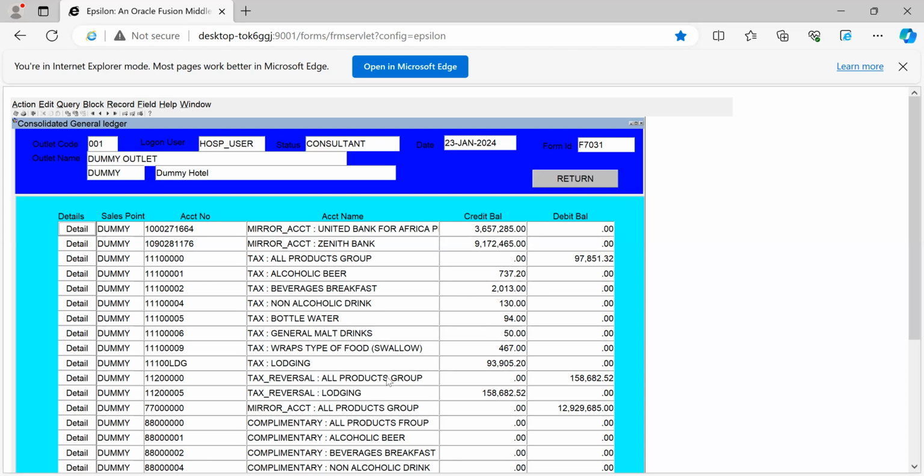Then this reversal, all product groups. That is to say, for whatever reason, customer has paid for items which include tax, and then that item is being returned, and then you have to reverse it. So reversal has to go in. So this total reversal from tax, and from what you have here, from this hotel, all the reversal are from lodging, reversal lodging. Let me explain this.